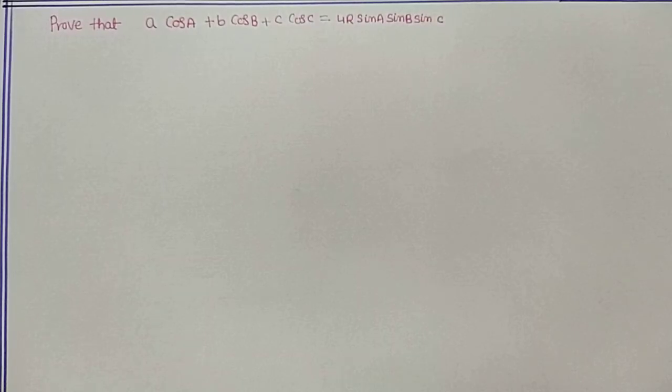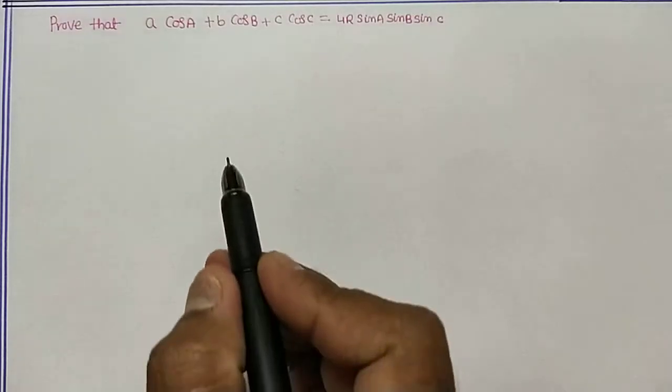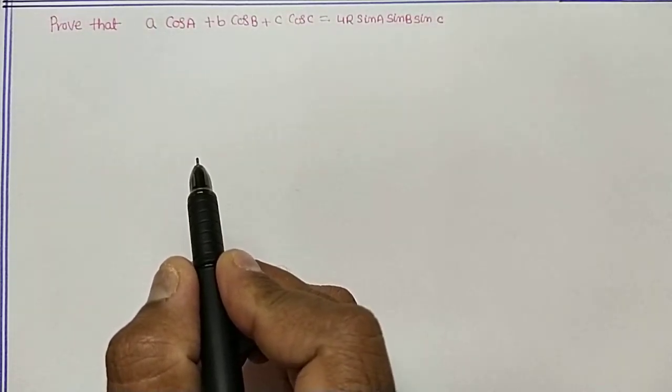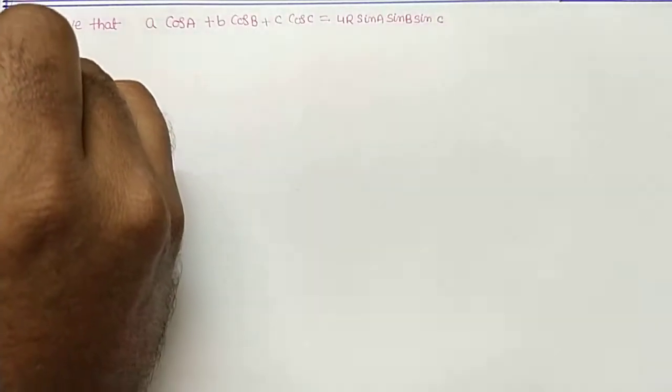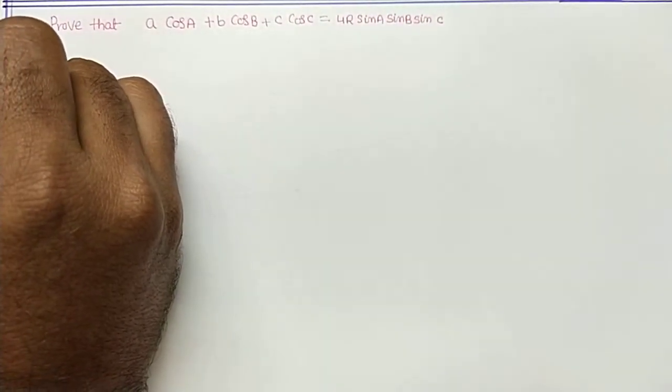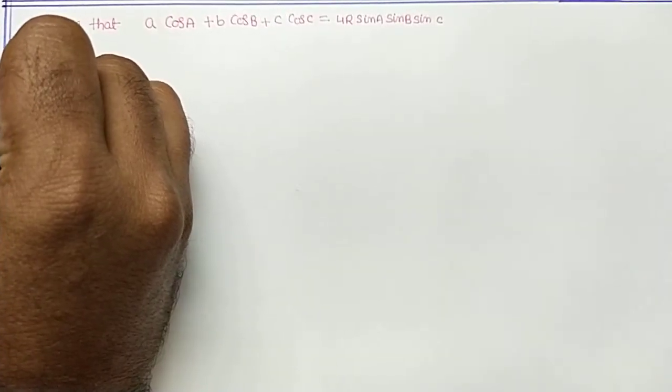So how to do that? In properties of triangles, whenever a "prove that" question is given, you can understand that all problems are related to a triangle. So now in triangle ABC, a cos A plus b cos B plus c cos C is equal to 4R sin A sin B sin C. Here, consider the LHS.